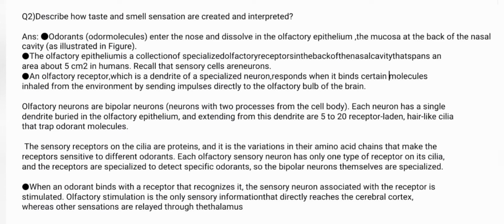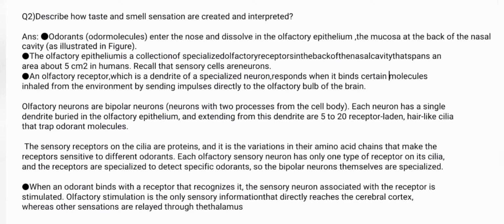An olfactory receptor, which is a dendrite of a specialized neuron, responds when it binds certain molecules inhaled from the environment by sending impulses directly to the olfactory bulb of the brain. Olfactory neurons are bipolar neurons, neurons with two processes from the cell body. Each neuron has a single dendrite buried in the olfactory epithelium, and extending from these dendrites are 5 to 20 receptor-laden, hair-like cilia that trap odorant molecules.